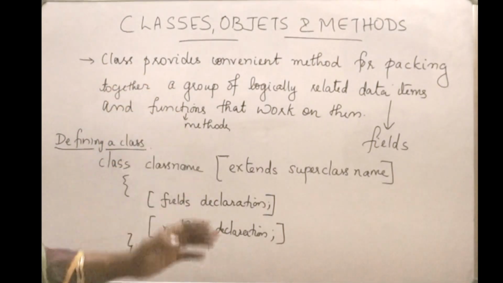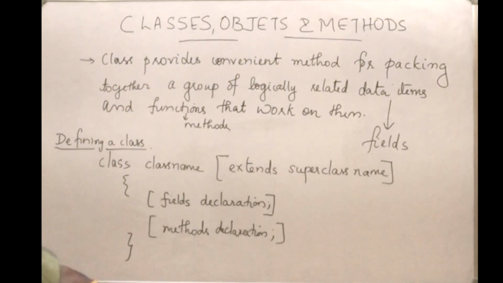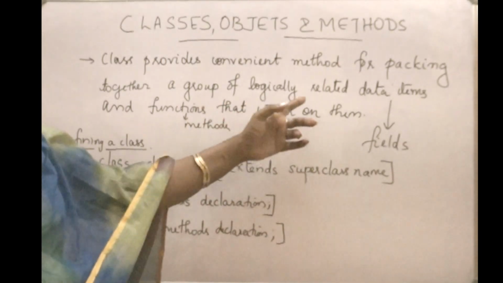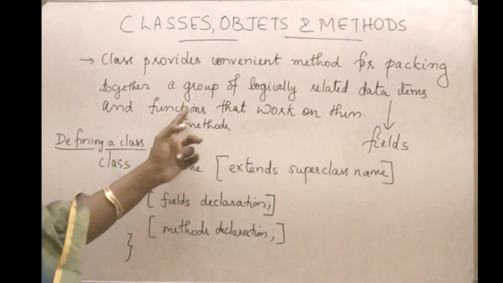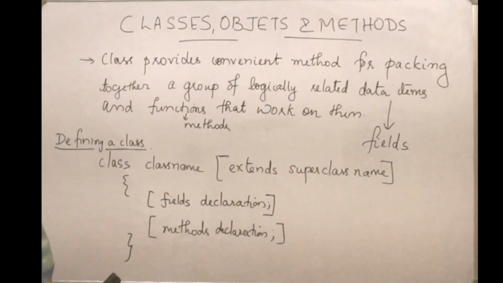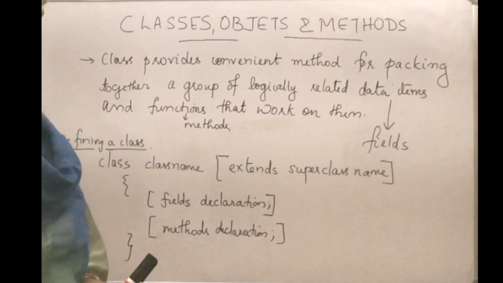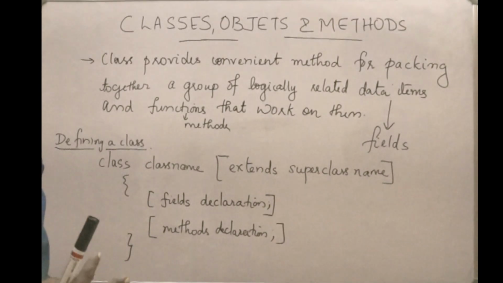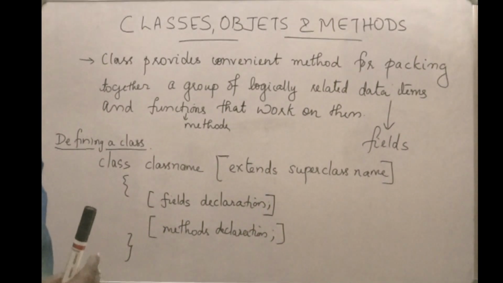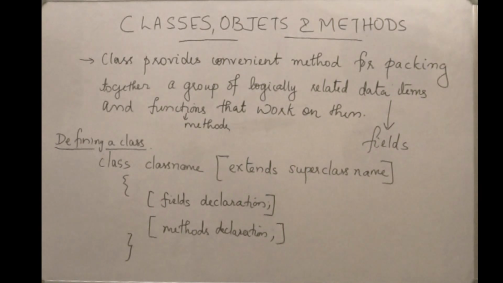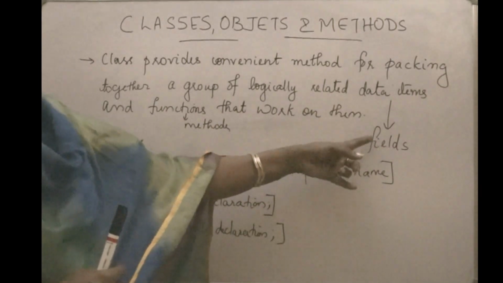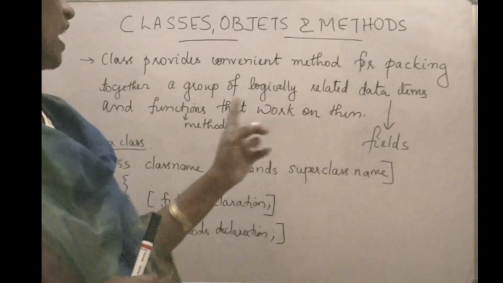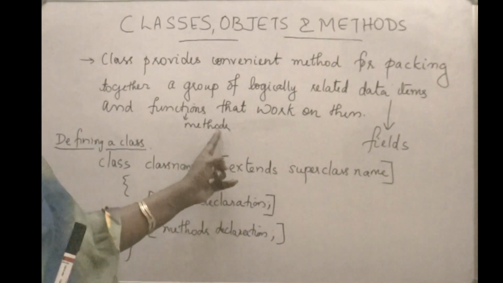In the object-oriented concept, a class provides a convenient method for packing together a group of logically related data items and functions that work on them. So we know that a class includes declaration of data variables and functions that can be operated on those data variables. And in Java, usually data items are referred to as fields and functions are referred to as methods.